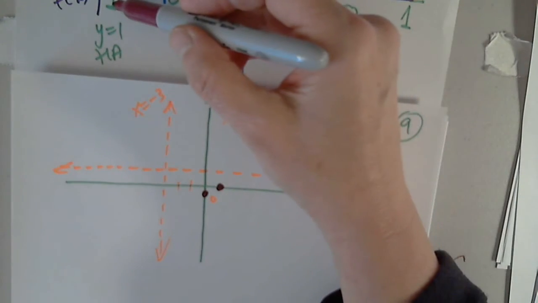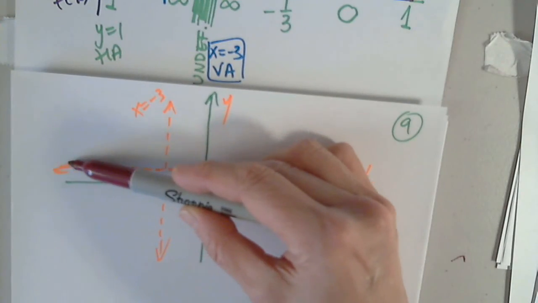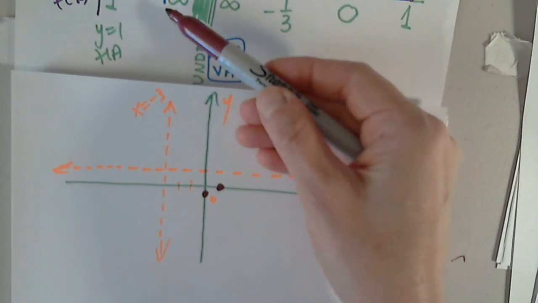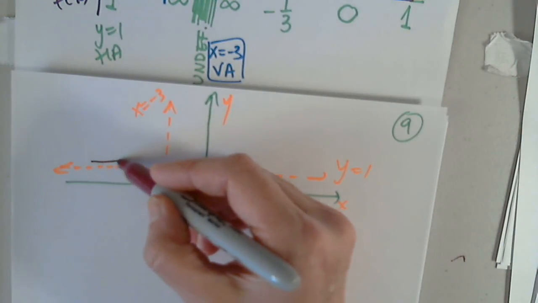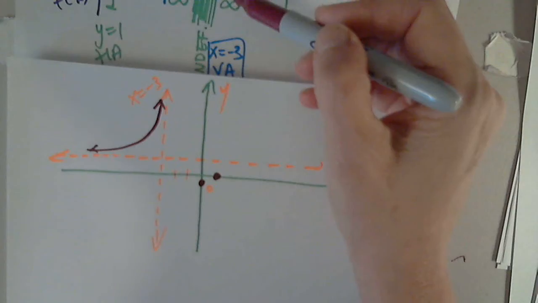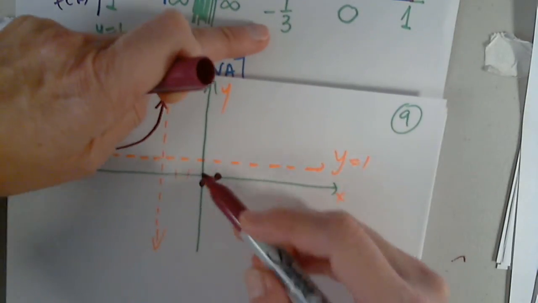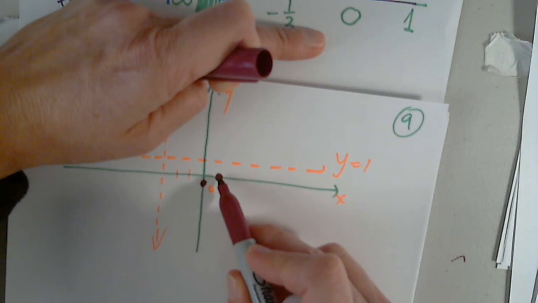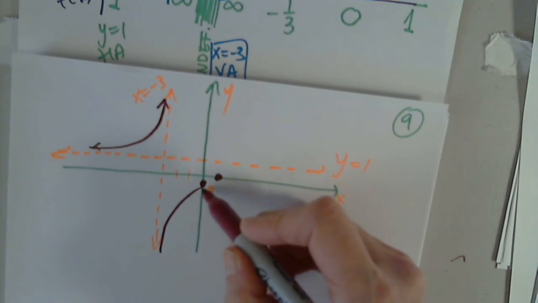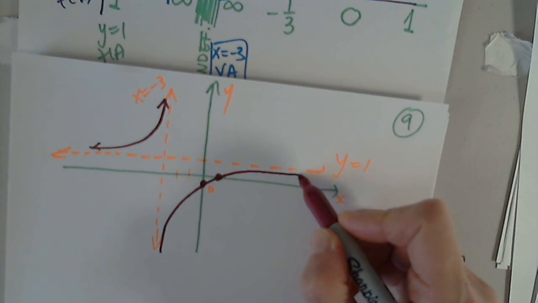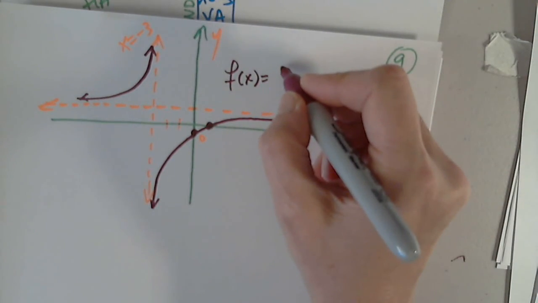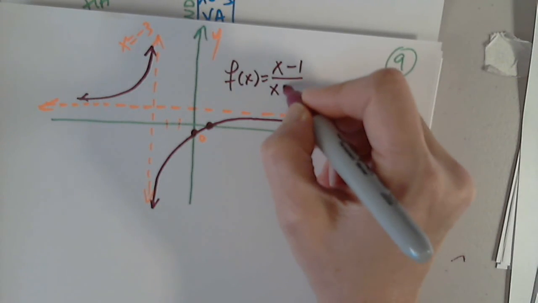The function is approaching 1, going to positive infinity. That's what this says. This piece is done. On the other side of the vertical asymptote, it's coming from negative infinity. It's crossing at 0, negative 1/3. It's crossing at 1, 0, and approaching 1. Do not touch the asymptotes, please. So this is f of x equals x minus 1 over x plus 3.